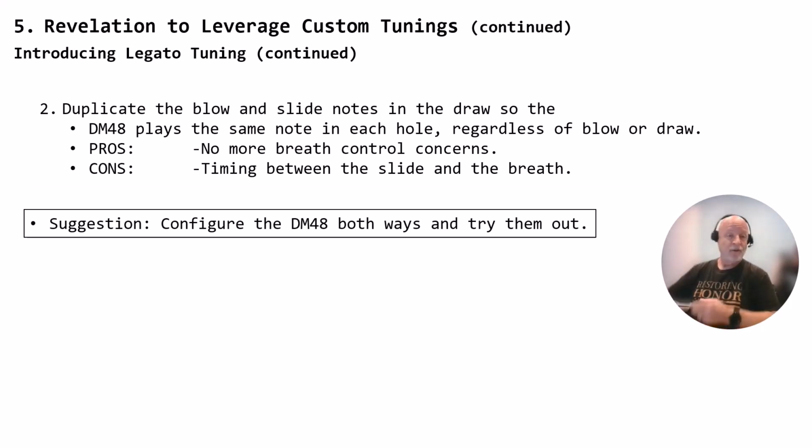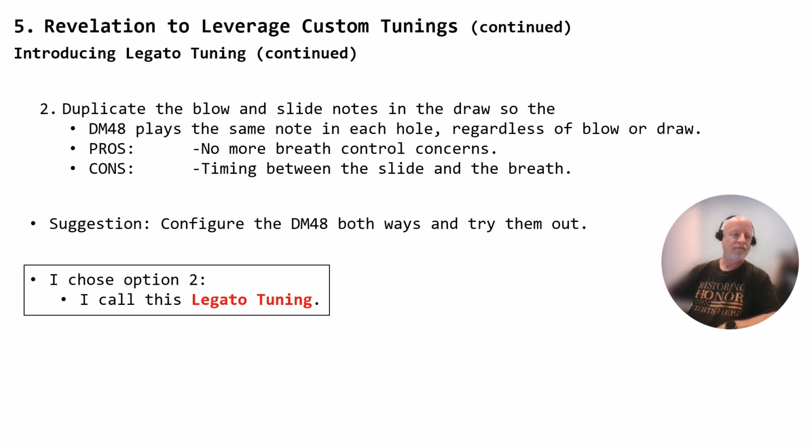And I did this, so my suggestion would be to configure the DM48 both ways and try them out. And you can do that. You don't even have to delete. You can set them up in parallel and go back and forth between the two settings easily. You don't have to delete one and then do the other. You can have them both active and just switch back and forth between them to try them out.